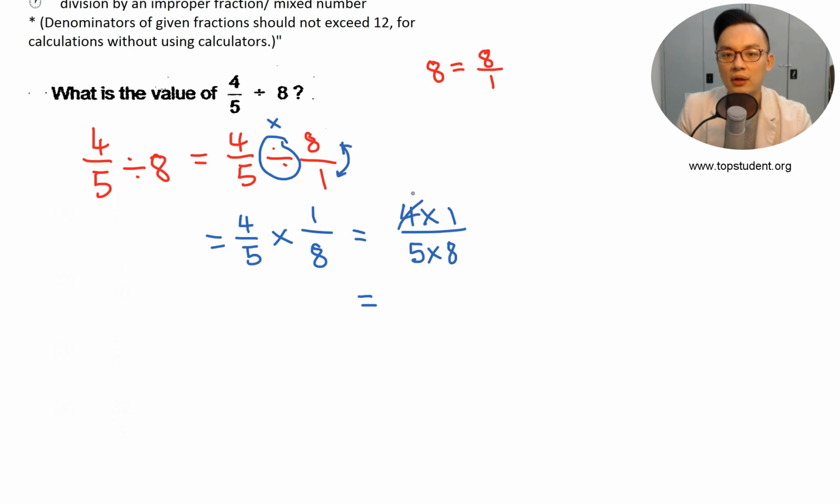Now if you're familiar with cancelling, then you can do it. Divide by 4, you get 1, divide by 4, you get 2. So 1 times 1 is 1, 5 times 2 is 10, and that's the answer. In this question, I want you to be familiar with how to change the divide sign into a multiply sign by flipping over the fraction.